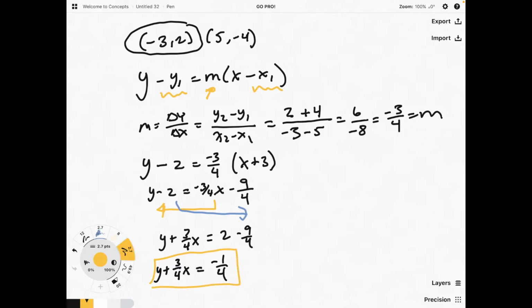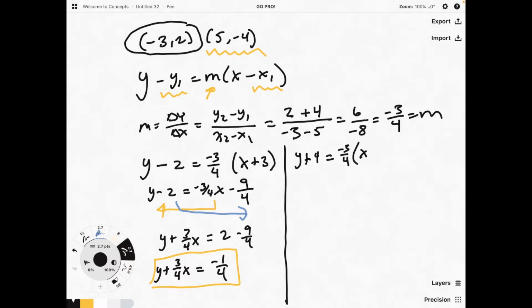Just to prove to you that you're going to get the exact same answer if we use the other point. So instead of using (-3, 2), we're going to use (5, -4) as our point (x1, y1). If we plug this in, we get y minus, we have a negative 4, so plus 4, equals m, which is -3/4, multiplied by x minus 5.